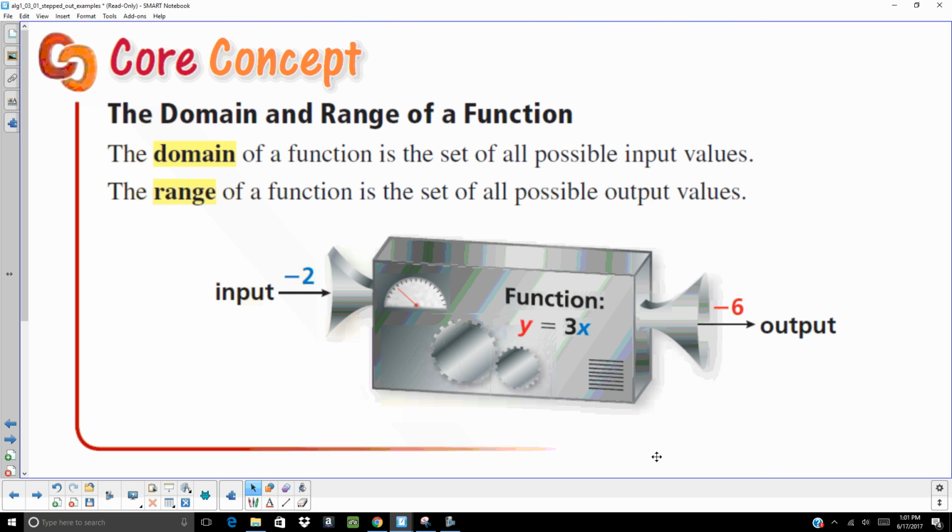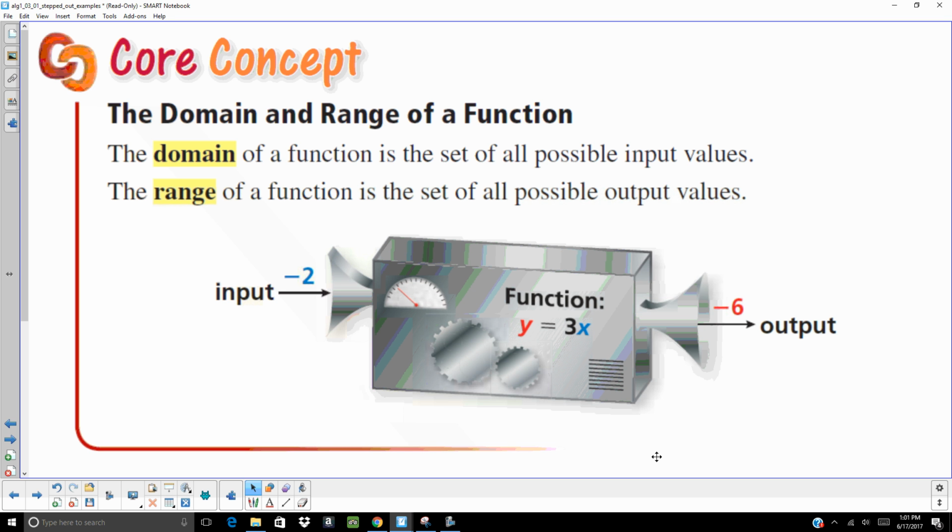So let's take a second and talk about this core concept, domain and range of a function. The domain of a function is the set of all possible input values. That's what is possible to go into the function. The range is what your output is. So they've kind of got a machine set up here. Whatever you put in, you're going to get out.